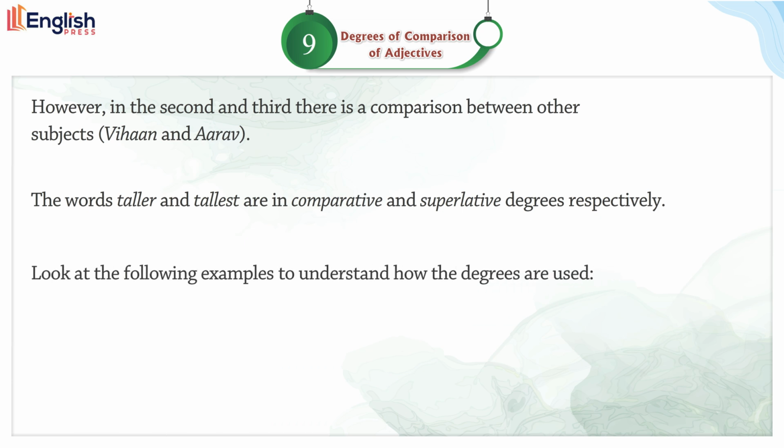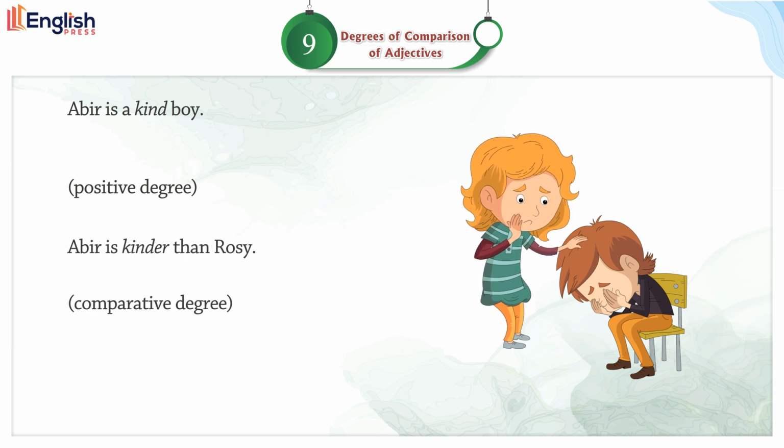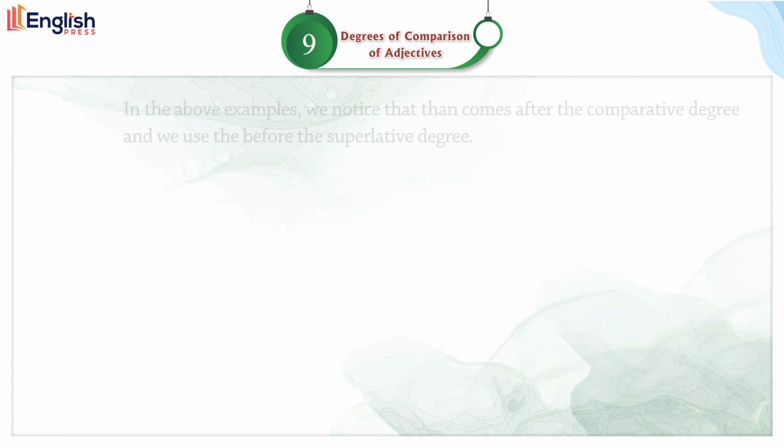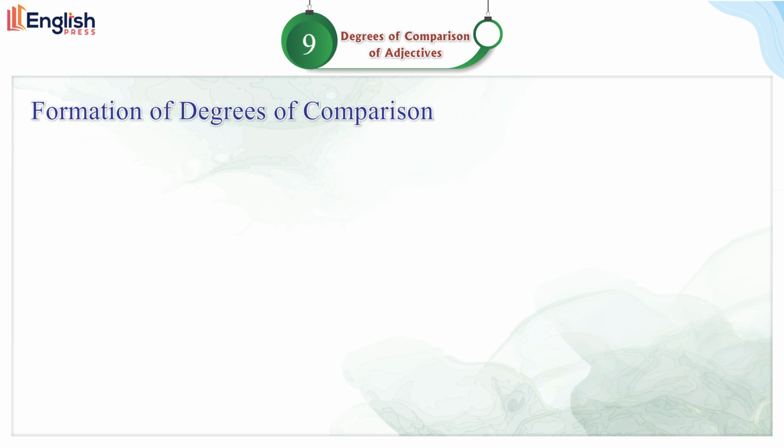Look at the following examples to understand how the degrees are used. Abir is a kind boy. Positive degree. Abir is kinder than Rosie. Comparative degree. Asha is the kindest of all. Superlative degree. In the above examples, we notice that than comes after the comparative degree and we use the before the superlative degree. Formation of degrees of comparison.